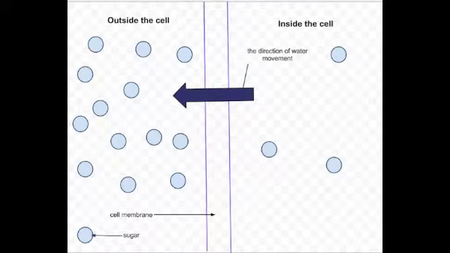Next, osmosis is the diffusion of water that moves from a region of high water concentration to low water concentration. In the diagram, you can see that the water is moving outside of the cell because the outside of the cell contains more sugar.